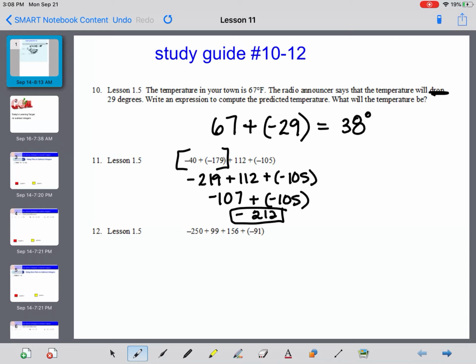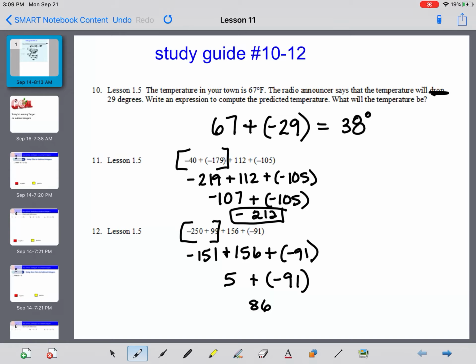Okay, negative 250 plus 99 is my first step, and I get negative 151. Then I rewrite everything. Negative 151 plus 156 is positive 5. Then the signs are different, so I subtract them, and I get 86. 91 has the larger absolute value, and so my answer is negative 86. All right, so that's a review of what we learned yesterday.